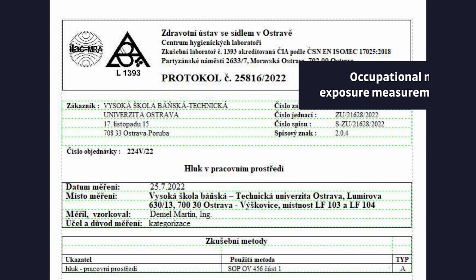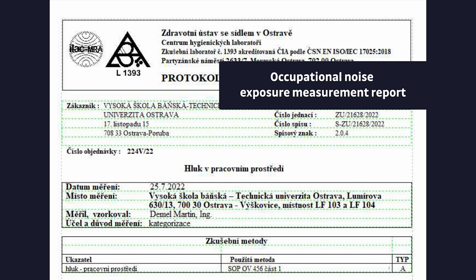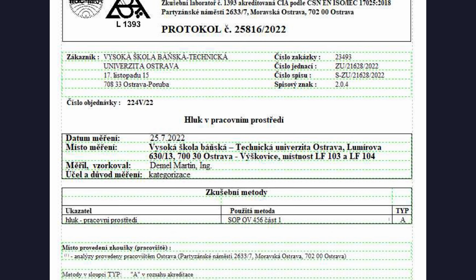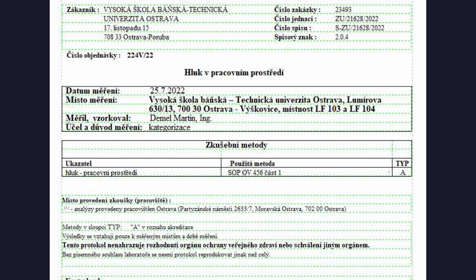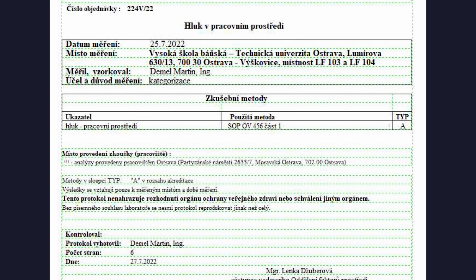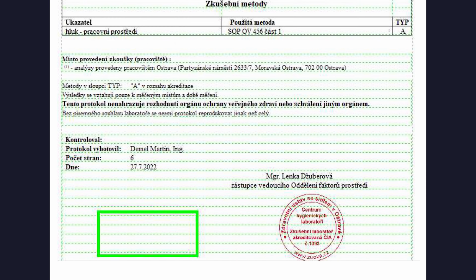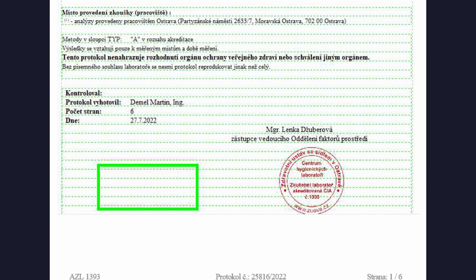Finally, the measured quantities are processed according to the time snapshot of the working day, the noise exposure level calculated for an 8-hour working day, and the expanded measurement uncertainty are determined, as well as the peak sound pressure level. These values are compared with the exposure limit values.